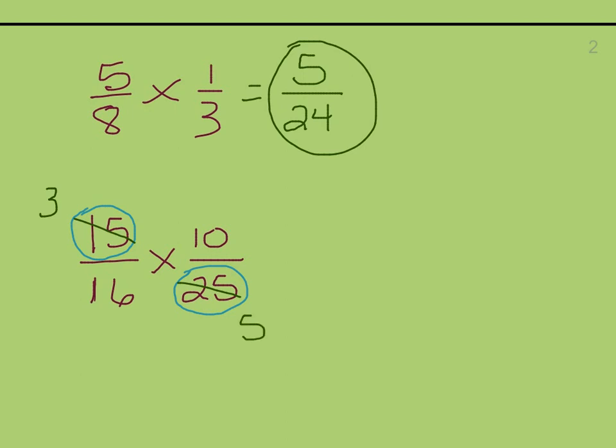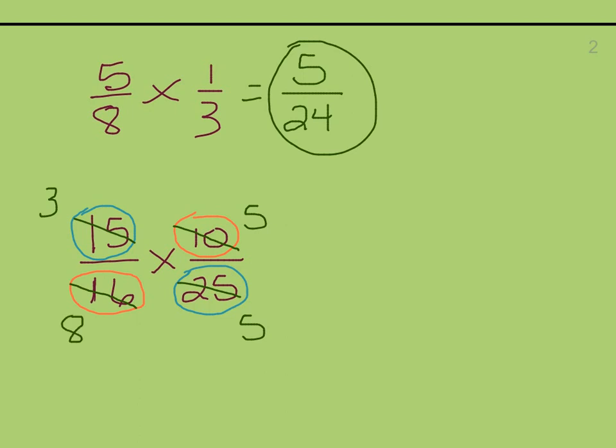Then I look at the other two numbers and I see 10 and 16. And they do have something in common, but not a very big number. But 2 can go into both 10 and 16. So I'll be dividing them both by 2. 10 divided by 2 is 5. And 16 divided by 2 is 8.